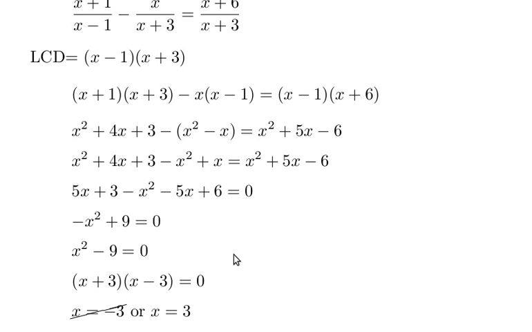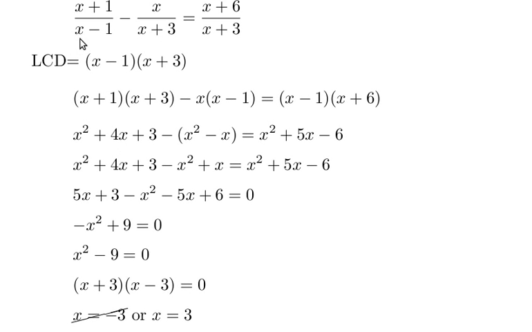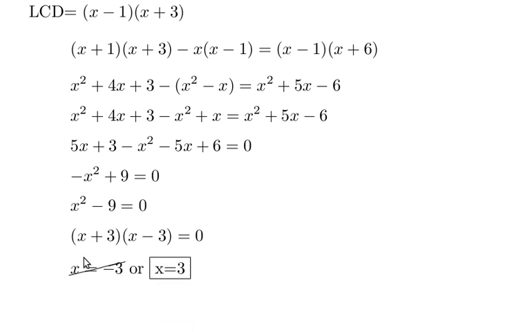And now we check 3. Does 3 work? Well, 3 minus 1 is going to be 2, so that's fine. 3 plus 3 will give us 6, so that's fine. 3 plus 3 is 6, so that's fine. So that means this is a solution that works. So this one, I'm going to go ahead and box that. So x equals -3 does not work, but x equals 3 works just fine.